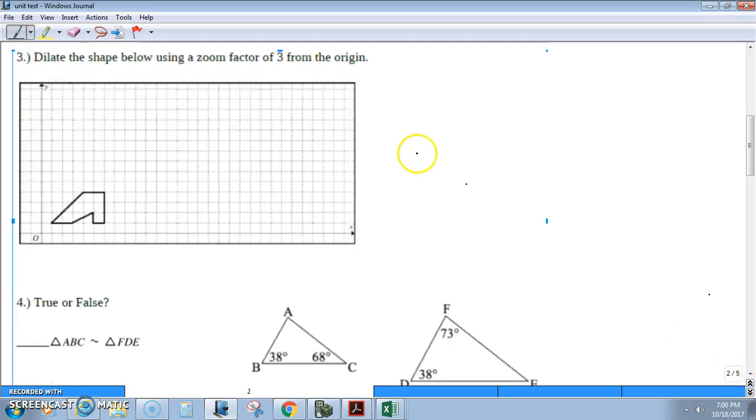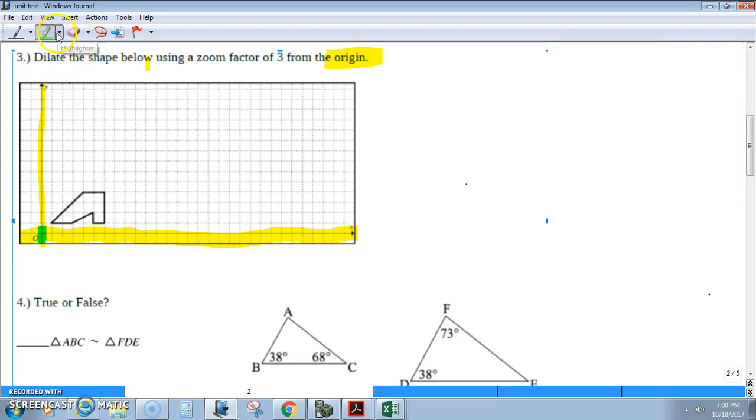What else? Okay, question 3. So the important part of question 3 is that we are dilating the shape from the origin. So that's really important. The origin here, if this is our y-axis, right? And this is our x-axis. And then we know that the origin is right here at 0, 0.